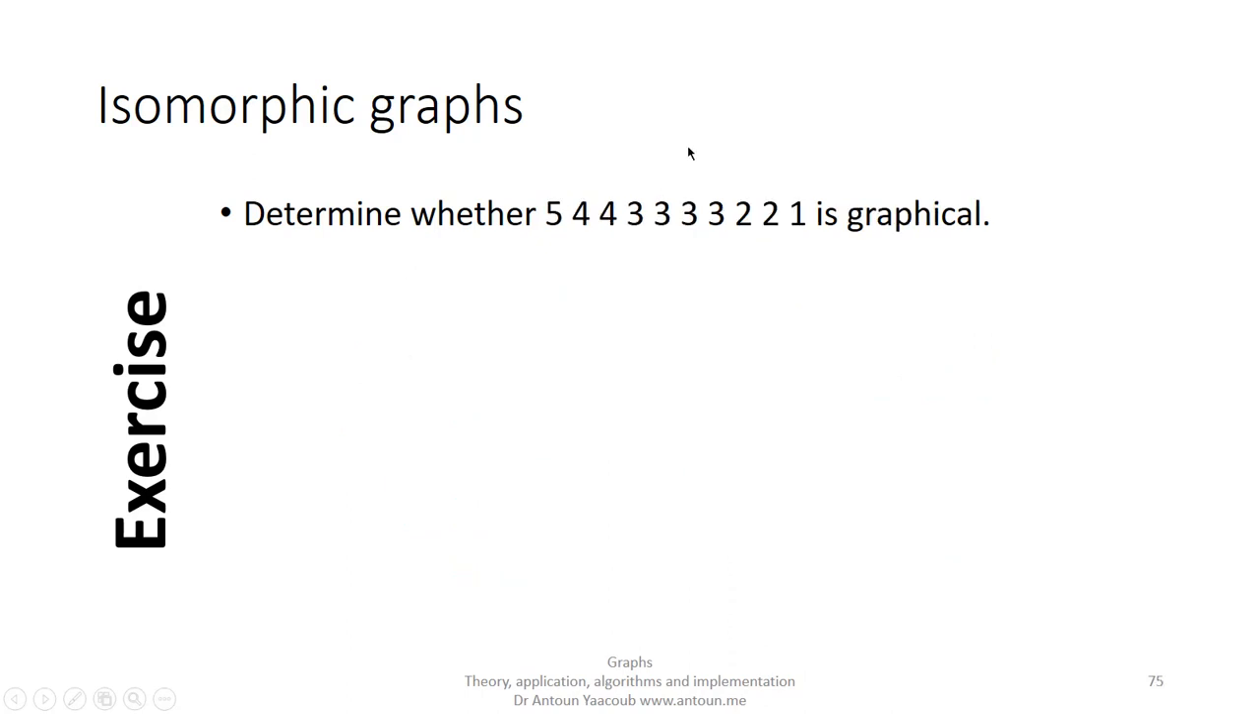Let's do another example. So I have this sequence, and I need to check whether it's graphical. As you can see, I have 1, 2, 3, 4, 5, 6, 7, 8, 9, 10. So I have 10 vertices.